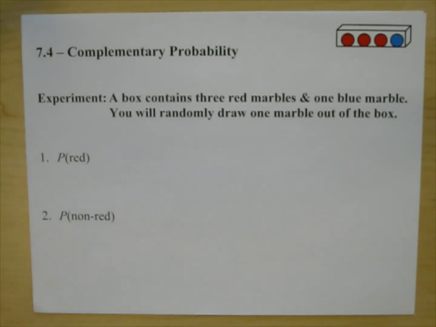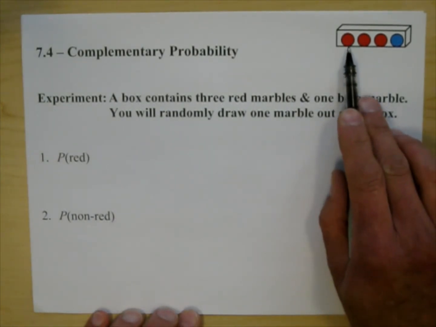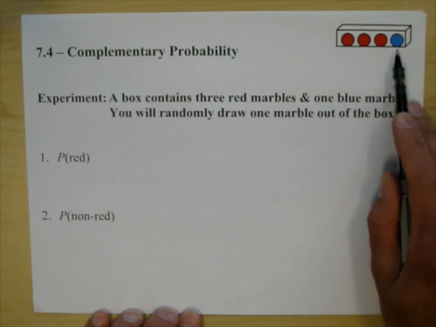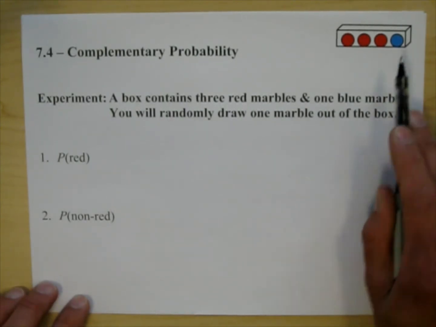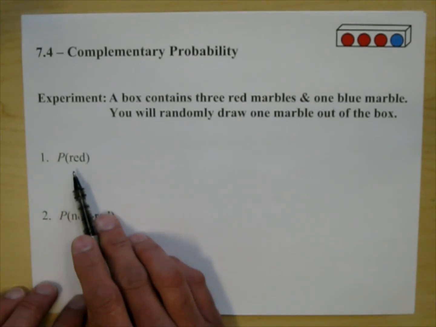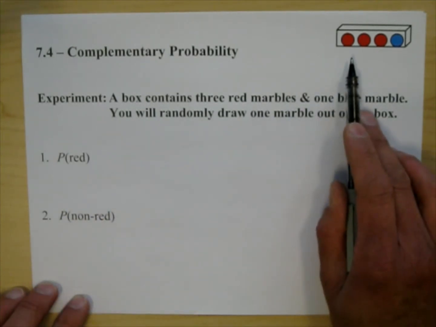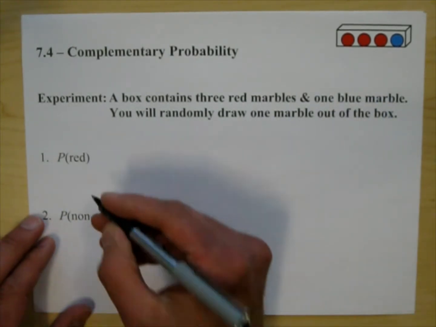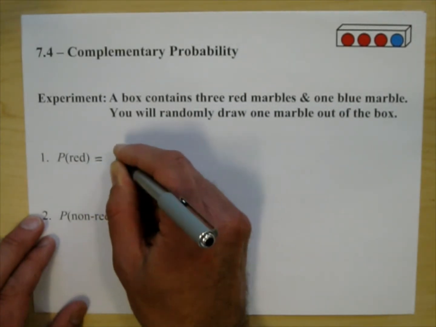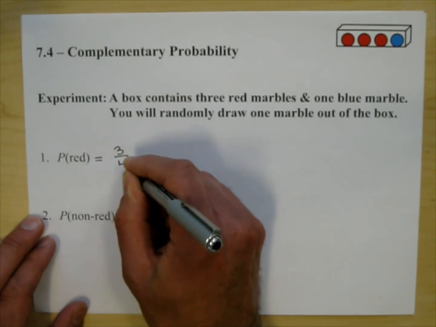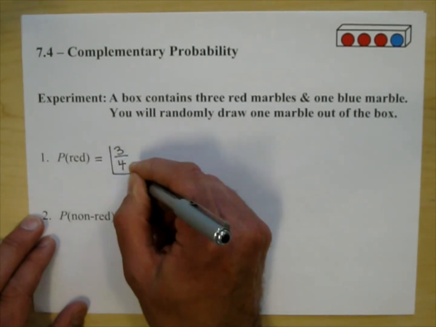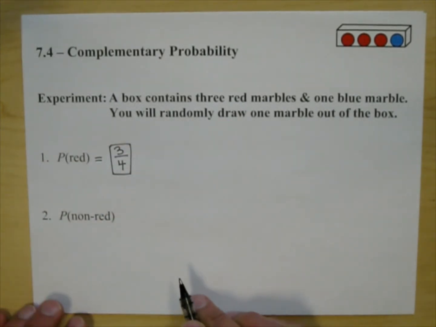What is it? Our box contains 3 red marbles and 1 blue marble. You're going to randomly draw 1 marble out of the box. So the first question comes from the basic probability section. What is the probability you draw a red marble? Well, there are 3 red marbles in the box out of 4. So the answer is 3/4.